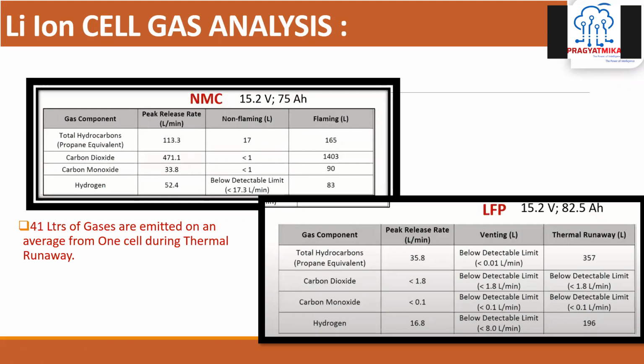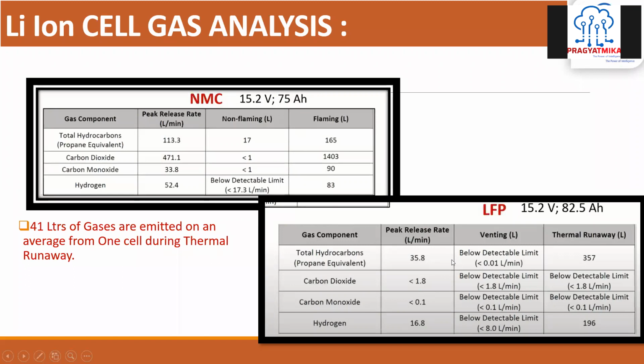These are the gases that are emitting out, and we need to measure the emission of these gases with the help of gas sensors, and we can develop a mechanism through which we can do the cutoff of these loads. Approximately 41 liters of gases are emitted on average from one cell during this thermal runaway process. Whereas in the case of the LFP chemistry, the ratios are quite different. Here, 35.8 is the total pack release rate.